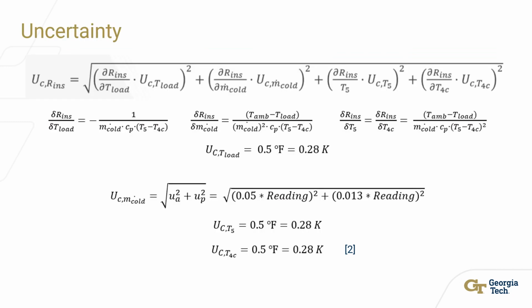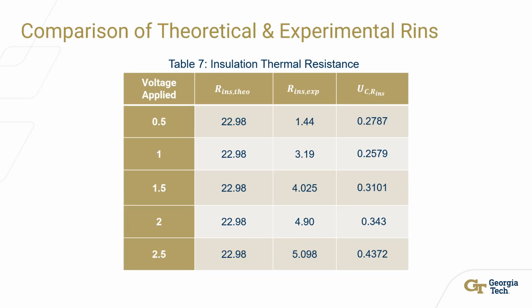Because the last slide contained only theoretical values, an uncertainty analysis can be done on the experimental insulation thermal resistance. This equation shows all the partials needed to calculate the uncertainty, most of which were previously shown. Even with the uncertainty, the experimental value does not fall within theoretical. This can be attributed again to the modeling errors mentioned before.